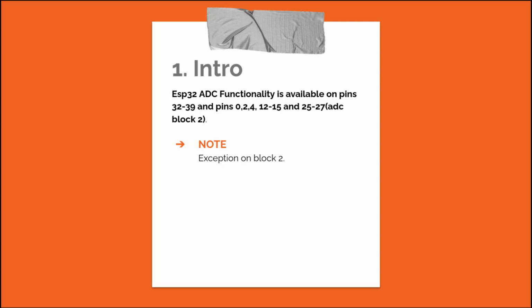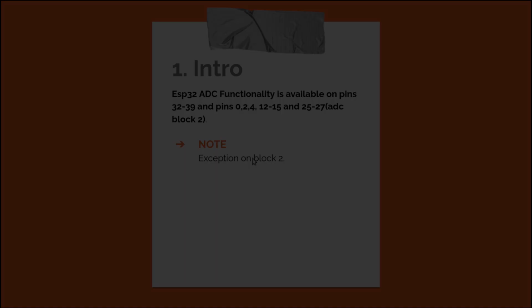The ESP32 ADC functionality is available on pins 32 to 39, which is ADC block 1, and pins 0 to 4, 12, 15, 20, and 25 to 27, that is the ADC block 2. There is an exception on block 2. ADC block 2 is also used by Wi-Fi, so attempting to read analog values from block 2 pins when Wi-Fi is active will raise an exception.